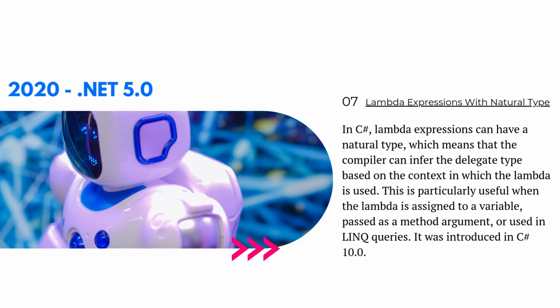In C#, lambda expressions can have a natural type, which means that the compiler can infer the delegate type based on the context in which the lambda is used. This is particularly useful when the lambda is assigned to a variable, passed as a method argument, or used in LINQ queries. It was introduced in C# 10.0.